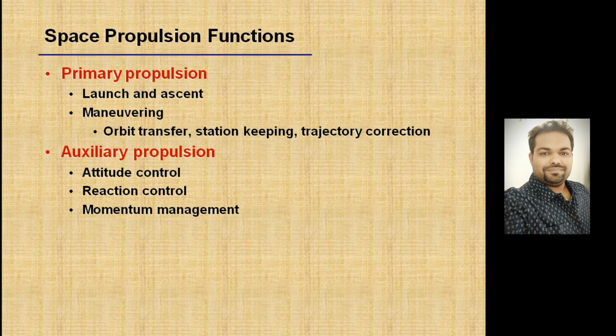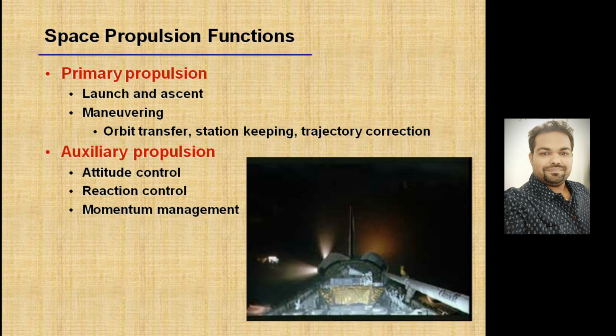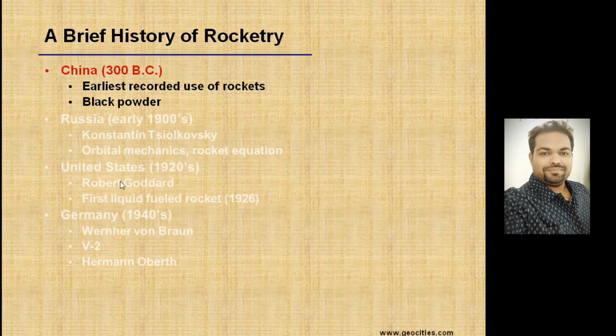Those will be called magnetic plasma rocket, or maybe nuclear rockets can also be used. So this is one of the photographic images, right? When your spacecraft is traveling from one orbit to another orbit with the help of a space propulsion device.